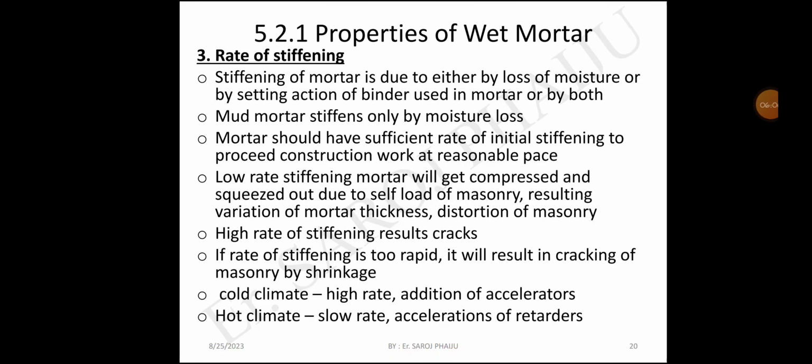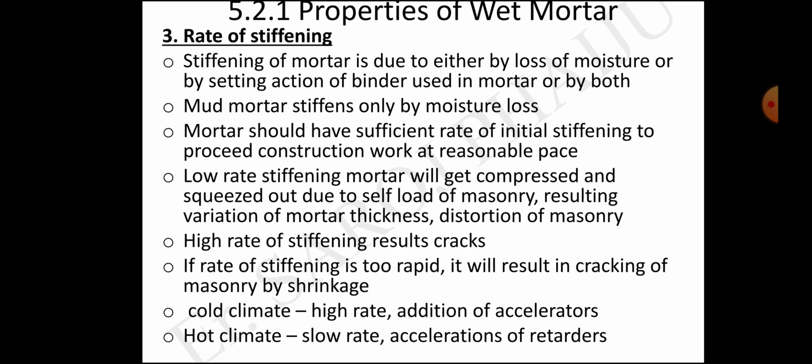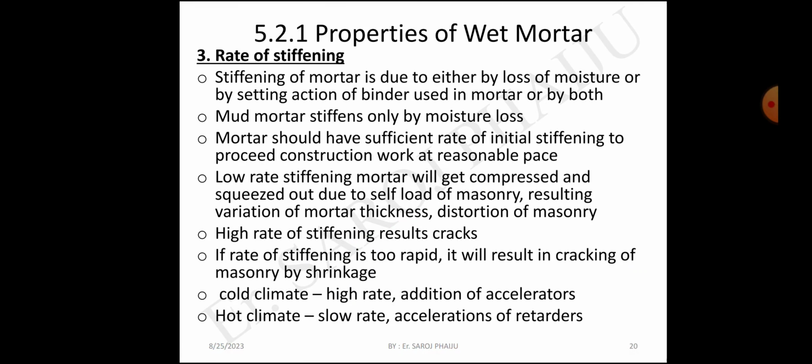Rate of stiffening. Stiffening of mortar is due to either loss of moisture or setting action of binder used in mortar or both. Mud mortar stiffens only by moisture loss. Mortar should have sufficient rate of initial stiffening to proceed construction work at reasonable pace. Low rate stiffening mortar will get compressed and squeezed out due to self load of masonry, resulting in variation of mortar thickness, distortion of masonry. High rate of stiffening results in cracks. If rate of stiffening is too rapid, it will result in cracking of masonry by shrinkage.